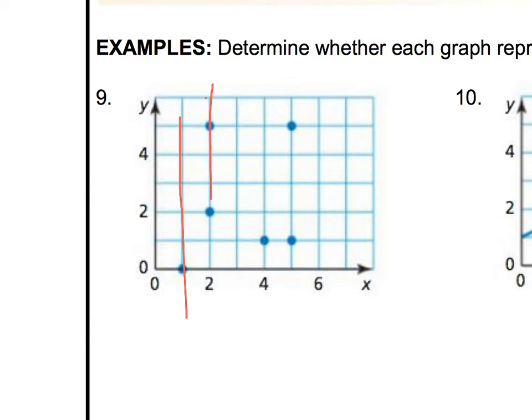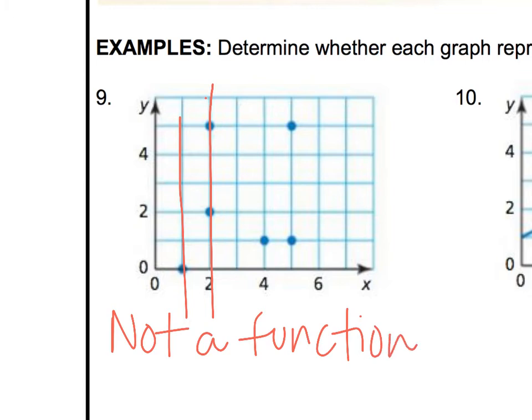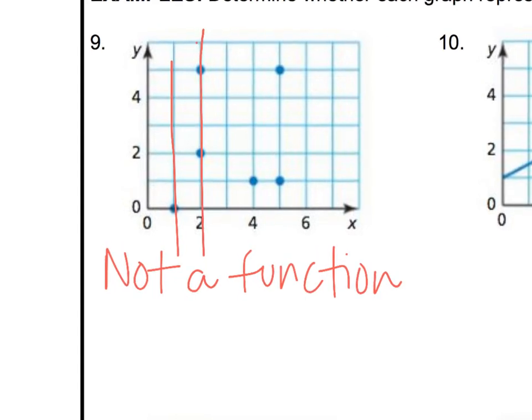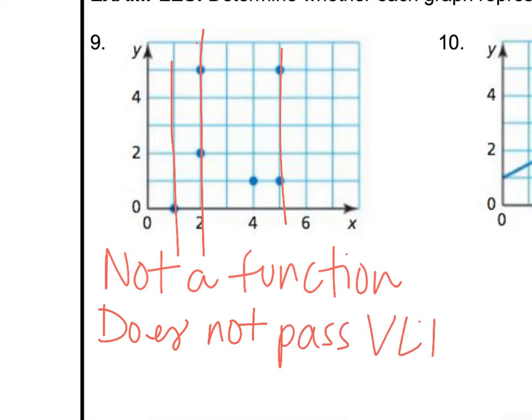So now we'll do here. How many times did it hit the graph? Twice. Once at 5 and once at 2. So is it a function? No. So not a function. You could say because it does not pass the vertical line test. You could also say because 2 and 5 have 2 outputs. If you see, it does the same thing again at 5. So not a function. I'll say does not pass the vertical line test.